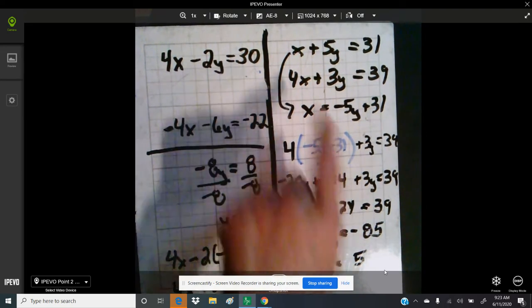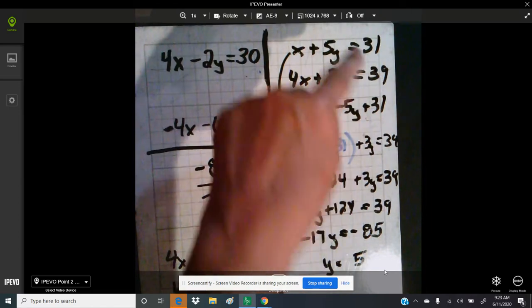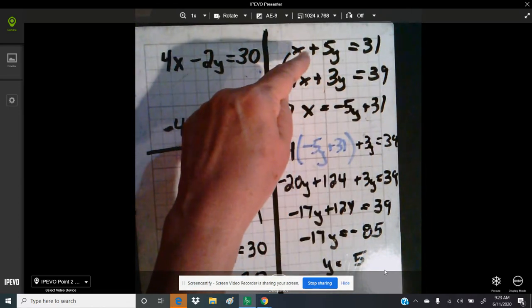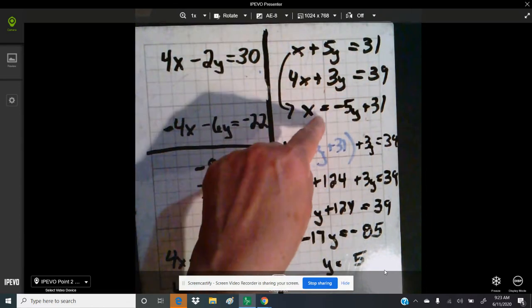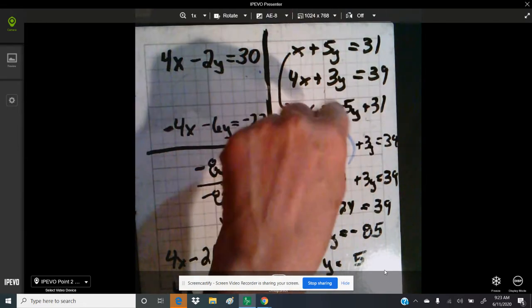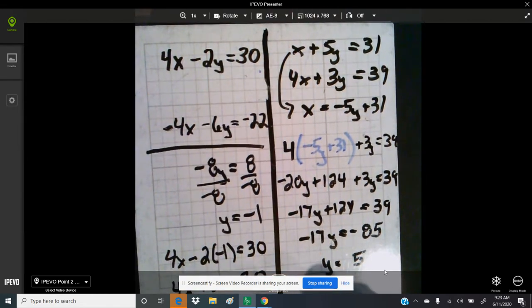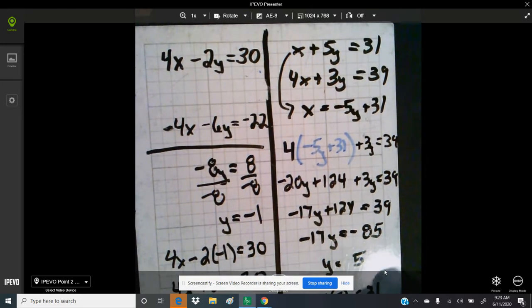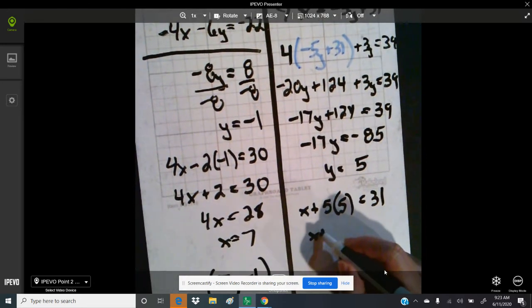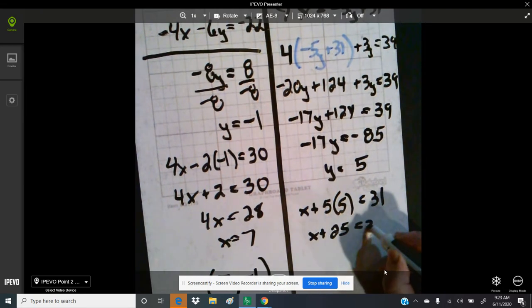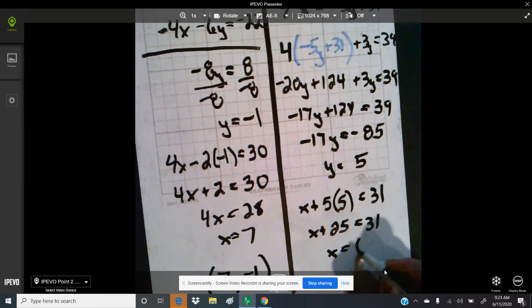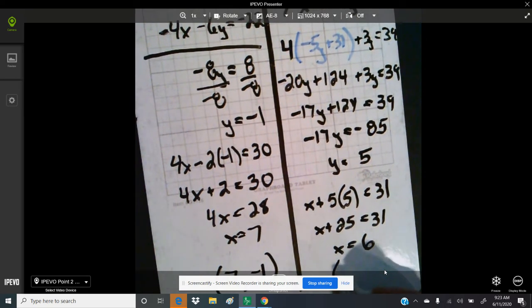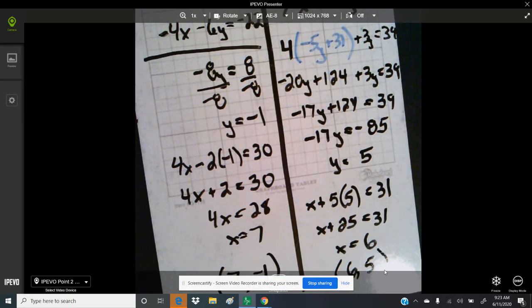Once again, I have two variables, so I have to substitute this 5 into either equation. Well, this one looks like it's a little bit easier to substitute it in. I could substitute it into this equation as well. It doesn't really matter which equation you choose. So I'm going to say x plus 5 times 5, because my y here is 5, equals 31. I'm going to have x plus 25 equals 31. So I'm going to have x equaling 6. So once again, if I write my answer as an ordered pair, it will be 6, 5. So those are the two methods to solve simultaneous equations.